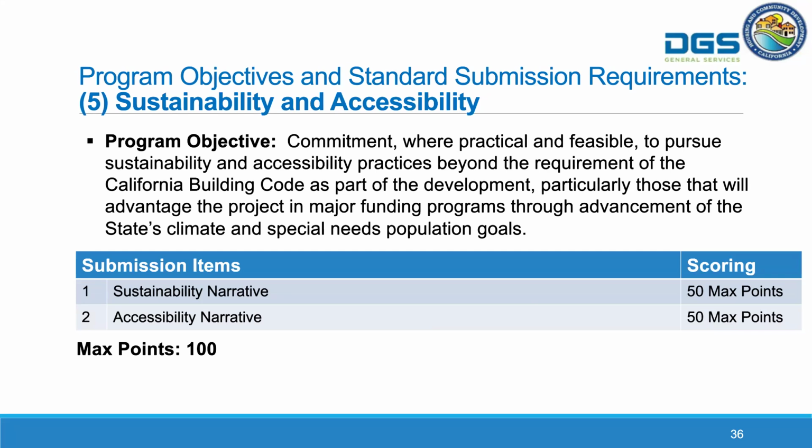Sustainability and accessibility round out the program objectives. In these areas, the Access Sites program desires to see a commitment, where practical and feasible, to pursue sustainability and accessibility practices beyond the requirement of the California Building Code as part of the development, particularly those that will advantage the project in major funding programs through advancement of the state's climate and special needs populations goals.